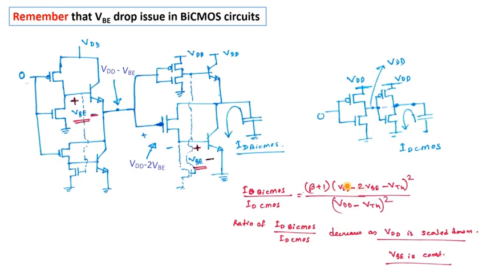So as we are scaling down this VDD, this term, VDD minus 2VBE minus VTH, will now reduce significantly because of the presence of this 2VBE term. So basically the ratio of ID BiCMOS by ID CMOS decreases as we scale down this VDD. So the advantage of this high drive current in case of BiCMOS circuits will not be that significant for scaled devices where VDD is quite low.